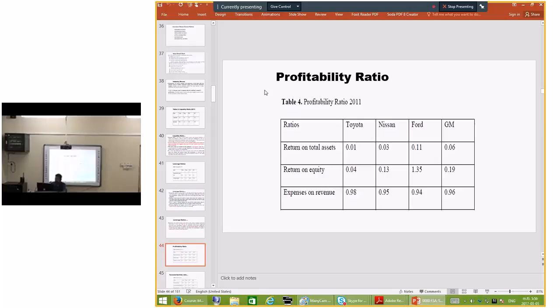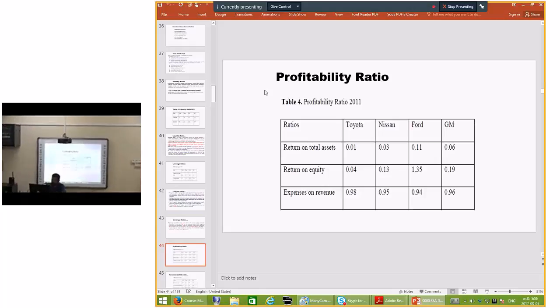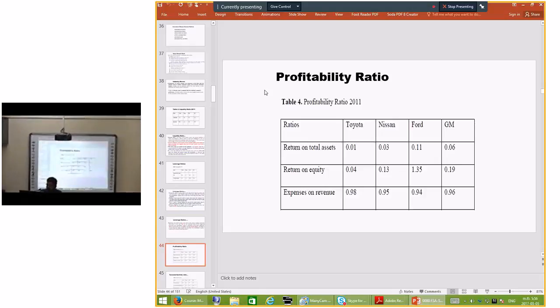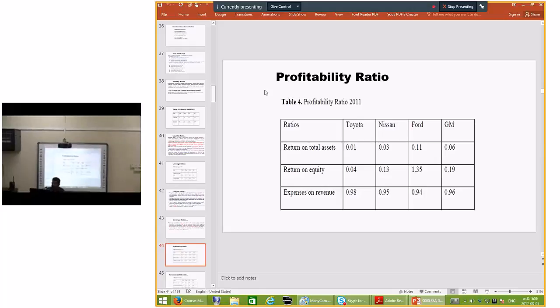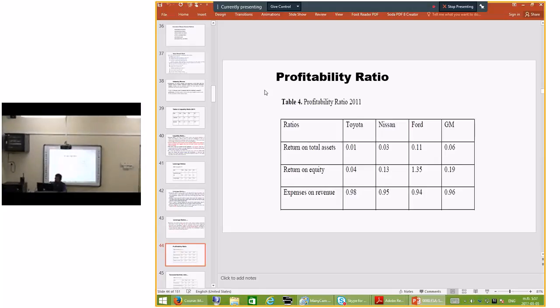Return on equity 0.04, 4%. Nissan 13%. Here the Ford is 135% or something, right? Then General Motors 19%.